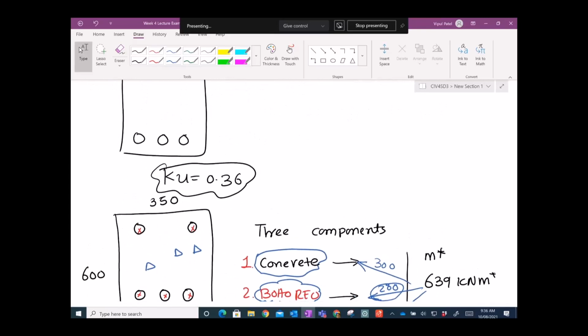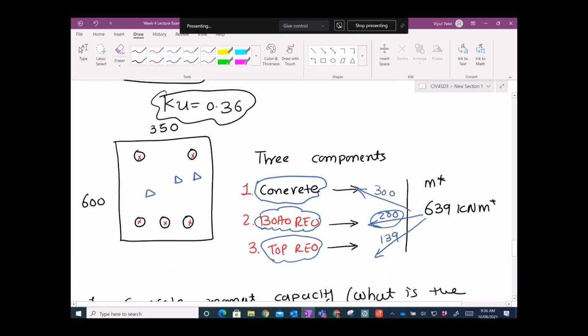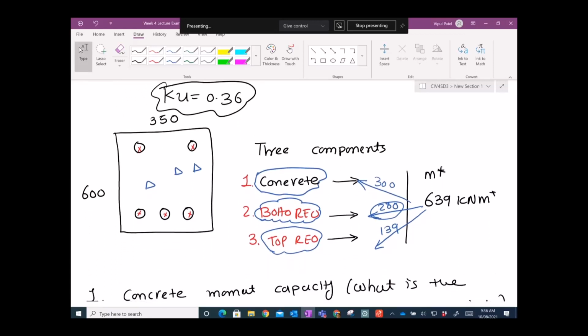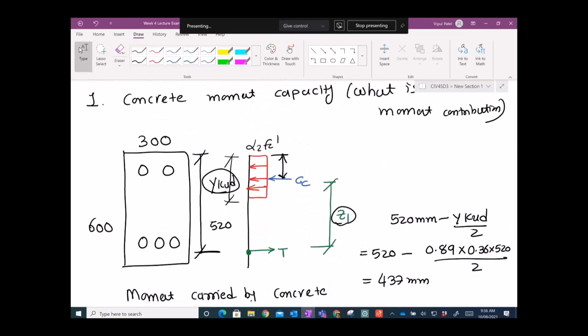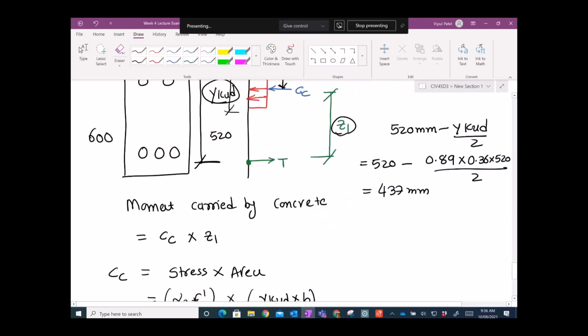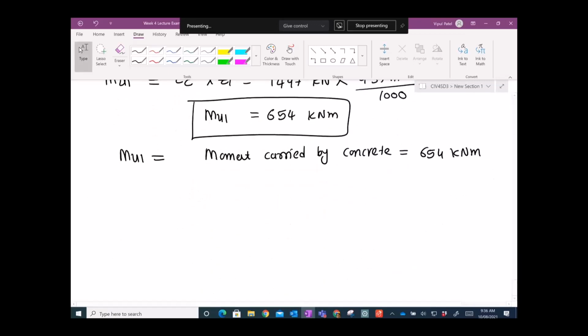In that doubly reinforced beam, we take Ku equal to 0.36 because that's what we wanted. We don't know those reos yet, so we started with the concrete, saying that the concrete has some moment capacity. To find the concrete moment capacity, just take the force in the concrete times the lever arm, taking the moment at the tension bar, and then you will have the moment capacity carried by the concrete.